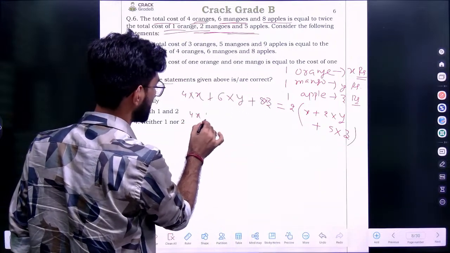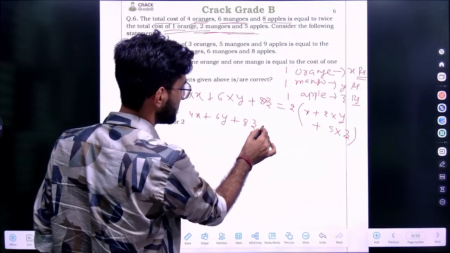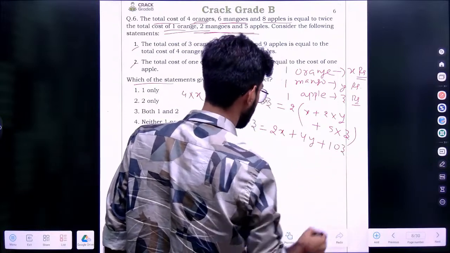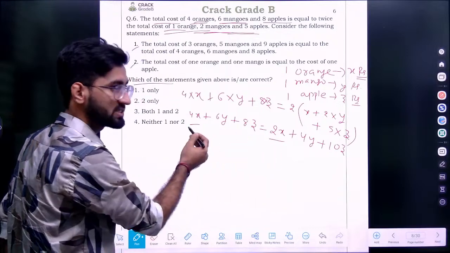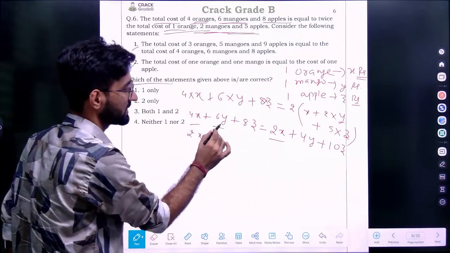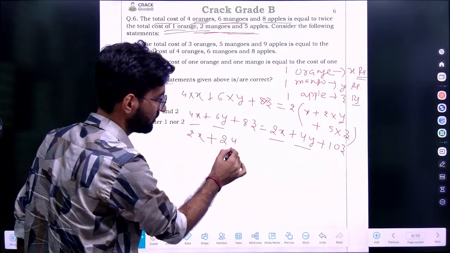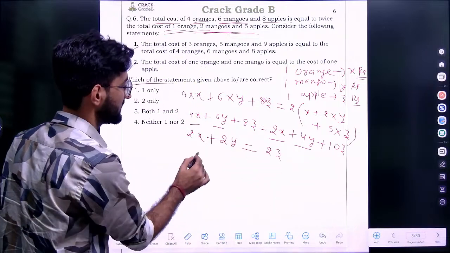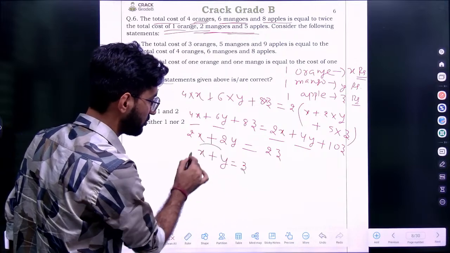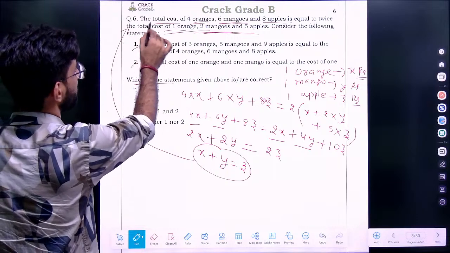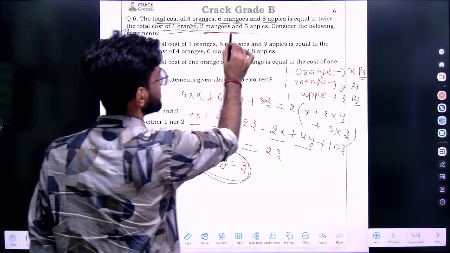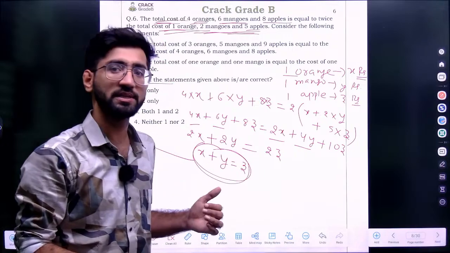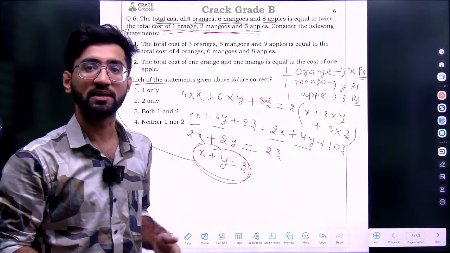So can we write it as 4x plus 6y plus 8z is equal to 2x plus 4y plus 10z? So we can write 4x minus 2x is 2x, 6y minus 4y is 2y, and 10z minus 8z is 2z. So can we write it as x plus y equal to z? We have got x plus y equal to z from this sentence, and we have assumed that the cost of 1 orange is x rupees, the cost of 1 mango is y rupees, the cost of 1 apple is z rupees.